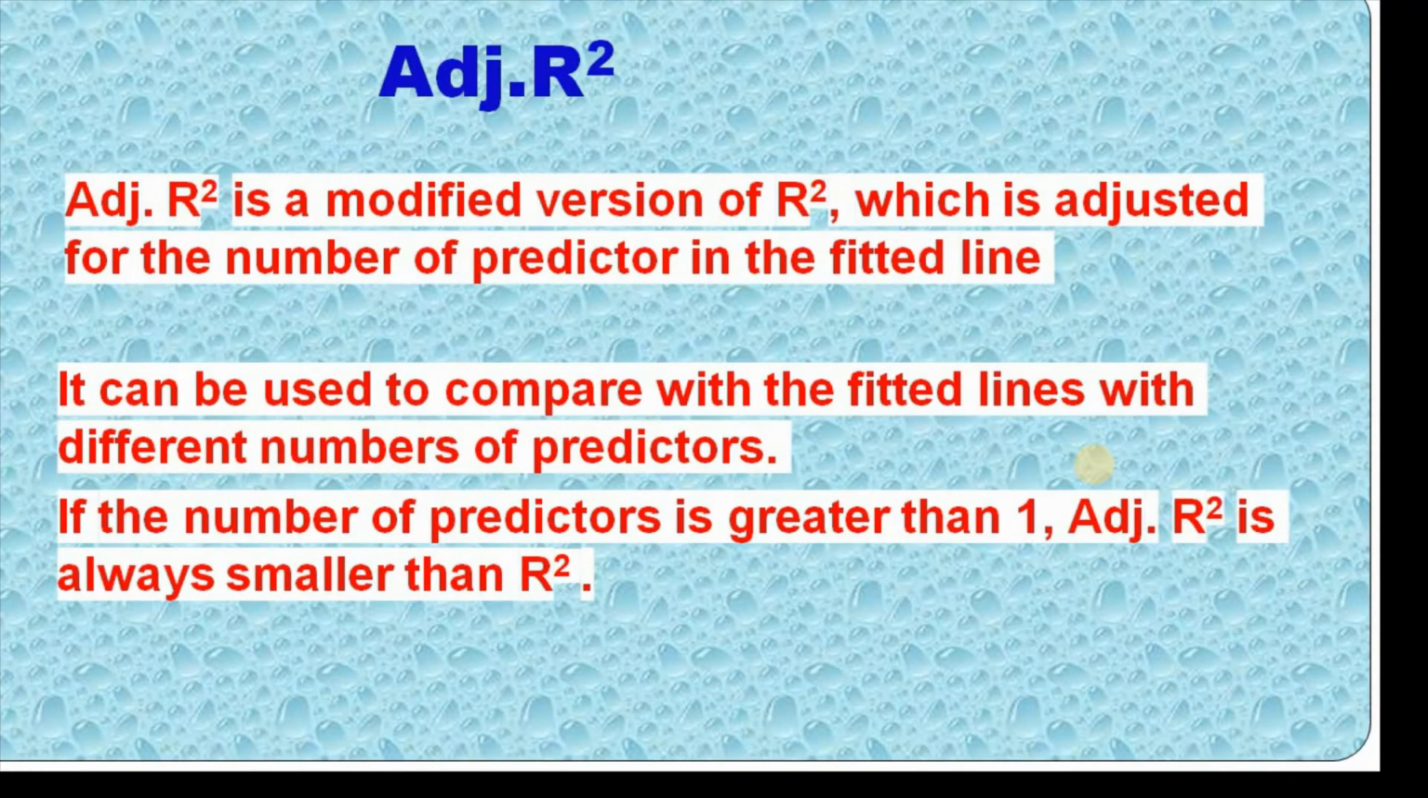Secondly, adjusted R² value. It is a modification of R² value which is adjusted for the number of predictors in the fitted line. It can also be used to compare fitted lines with different numbers of predictors. If the number of predictors is greater than 1, then adjusted R² is always smaller than 1.